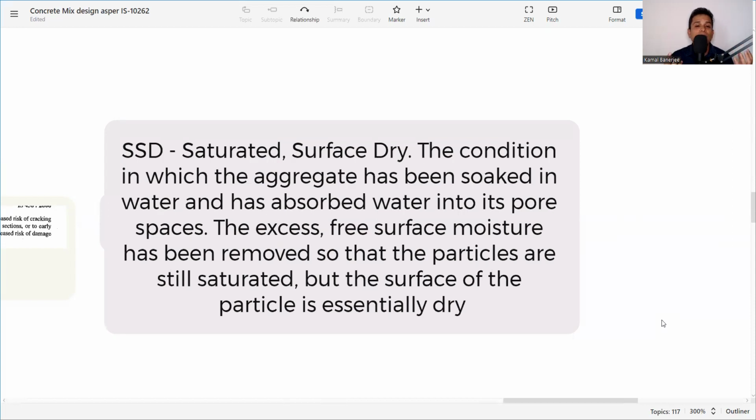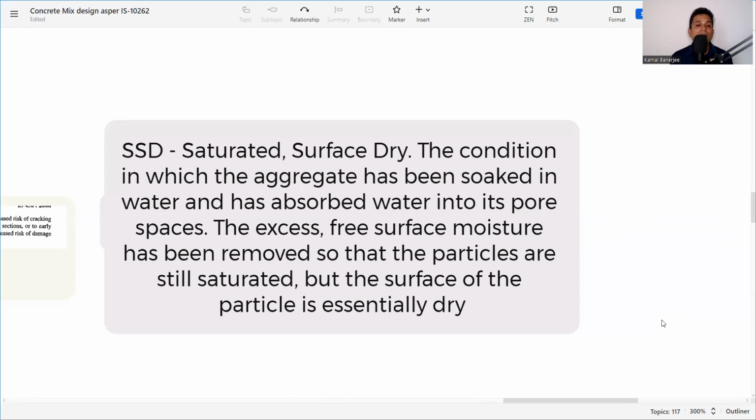That means it cannot take more water. Why is it required to know whether the aggregate is in the SSD condition or in the dry condition? Because according to the condition, we need to adjust or correct the quantity of water, and we also correct the quantity of fine aggregate or the coarse aggregate.